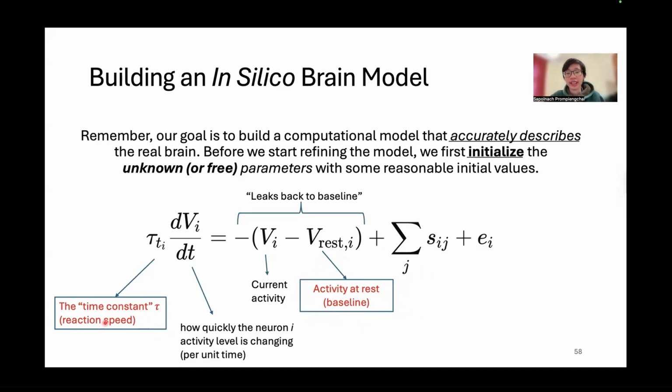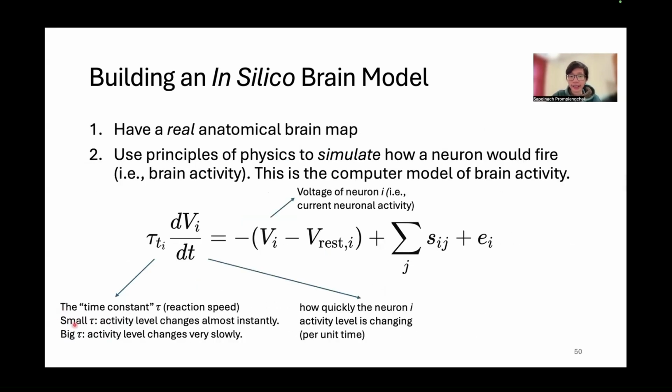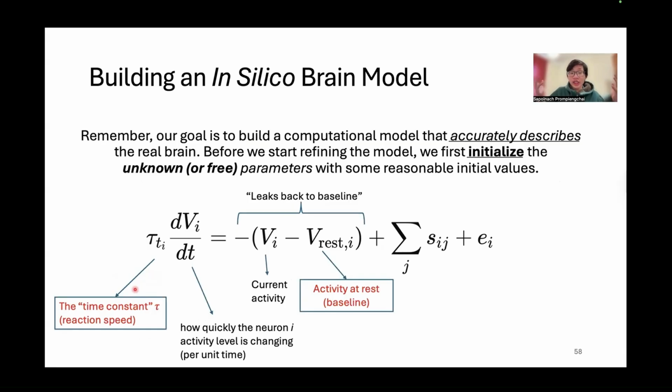Another thing here: remember what the time constant is? The time constant is the reaction speed. In other words, how quickly is this neuron responding to some kind of change. So if we look here, if we have a small time constant, the activity level changes almost instantly. And this is determined again by the membrane property. If you model the membrane as a capacitor, and if you're interested in physics, you can look up how the neuronal membrane is essentially a capacitor. The tau, or the time constant, is intrinsic to the membrane property. Again, we do not know this from the structural connectome. And if that's all we have, these two are essentially the unknown parameters. I hope that makes sense.